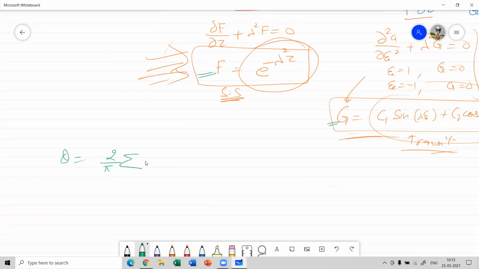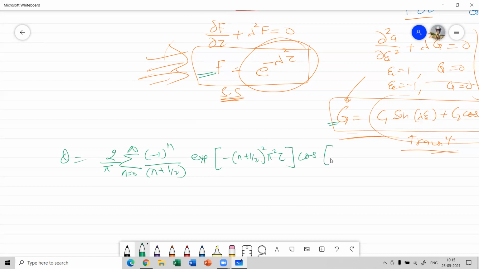The final solution is 2 by pi, minus 1 raised to power n over n plus half, where n varies from 0 to infinity, into exponential of minus n plus half square pi square tau, that is this f function, into cos of n plus half pi zeta. That is something you're going to get for theta. Now this is the complete expression of theta.